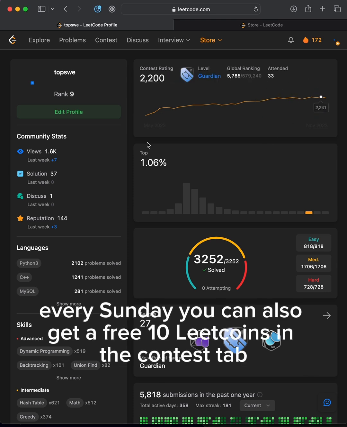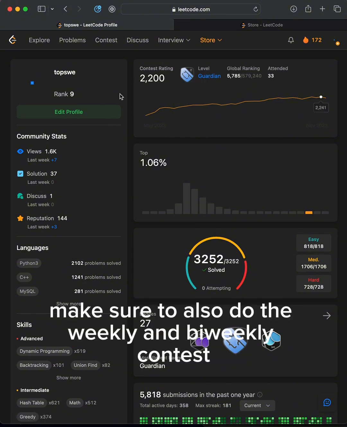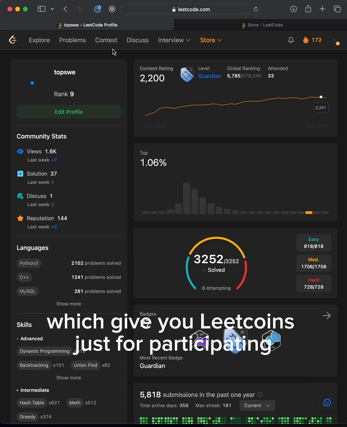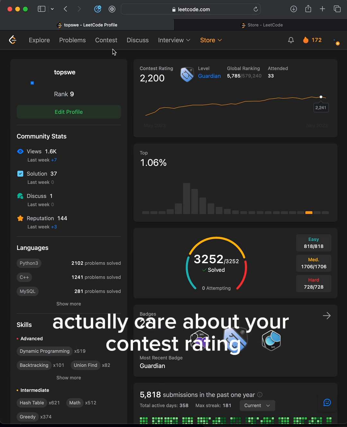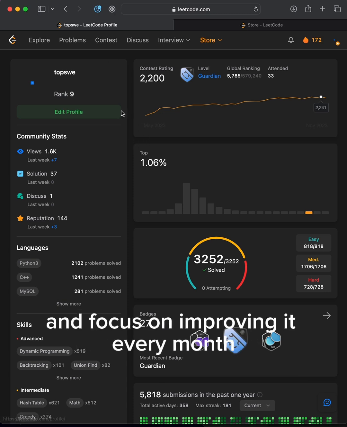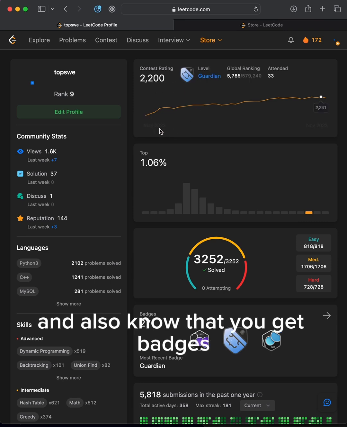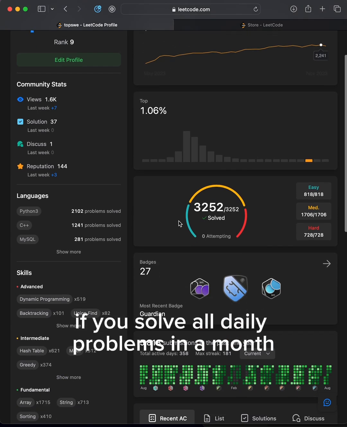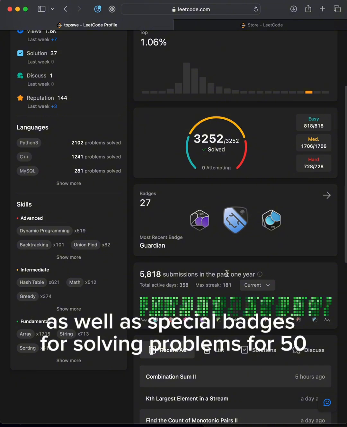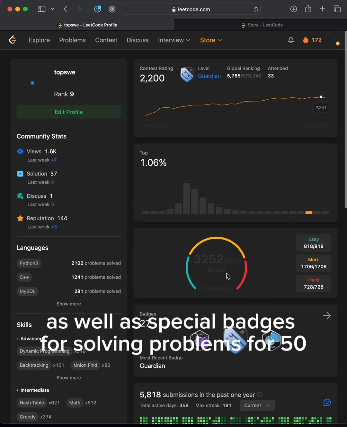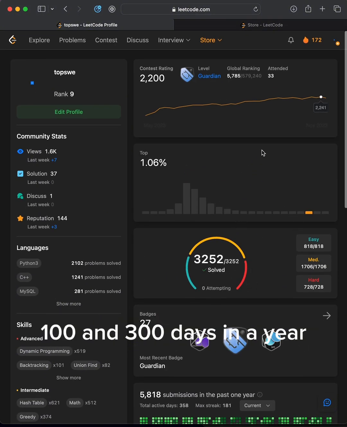Every Sunday, you can also get a free 10 LeetCoins in the contest tab. Make sure to also do the weekly and bi-weekly contests, which give you LeetCoins just for participating. Actually care about your contest rating and focus on improving it every month. And also know that you get badges if you solve all daily problems in a month, as well as special badges for solving problems for 50, 100, and 300 days in a year.